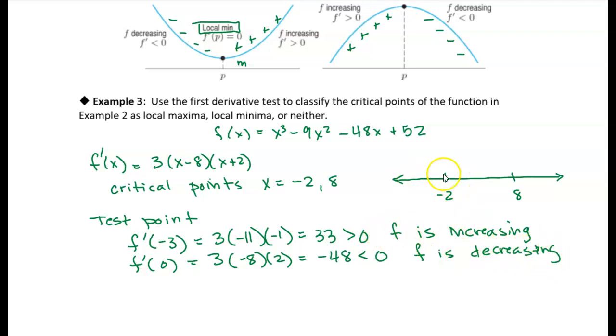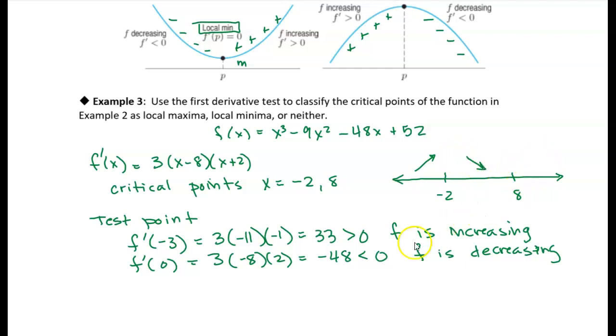So I can record both of those with little arrows. It's increasing to the left of negative 2, so I'm going to draw a little arrow going up. And it's decreasing to the right of negative 2, so I'm going to draw a little down arrow. What's that telling me? As long as it's continuous at negative 2, which it is, I'm going to have a local maximum. So I have a local maximum at negative 2.